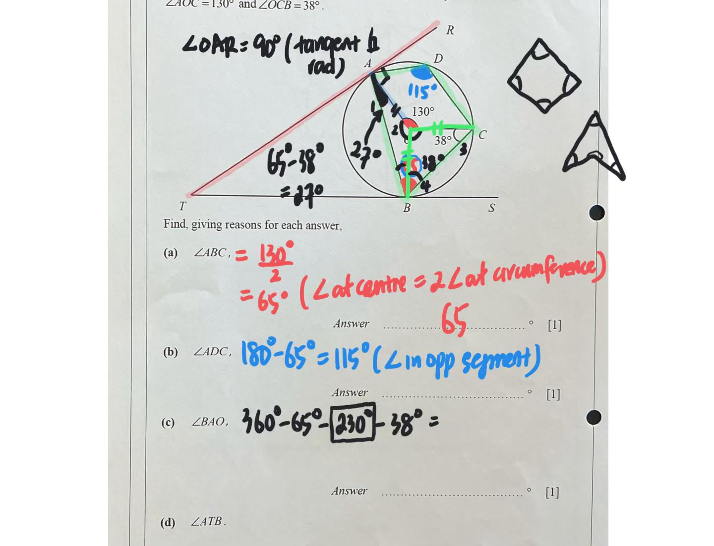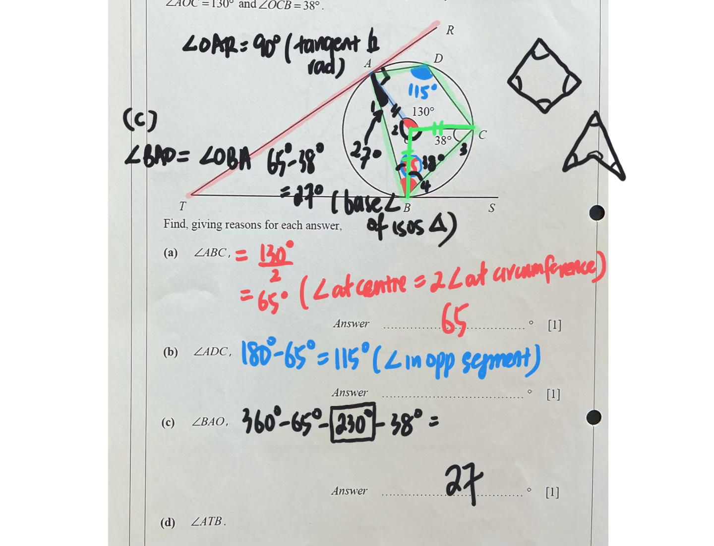115 and 90, 360 minus. But the 90 is outside, so that one cannot. So you go and find this one, which should be 27. So this is angle OBA, which is also equal to angle OAB. This is your part C's answer. It's because of base angles of isosceles triangle.